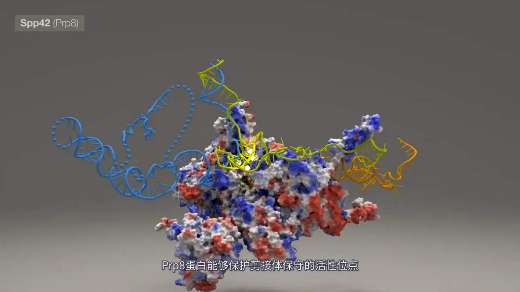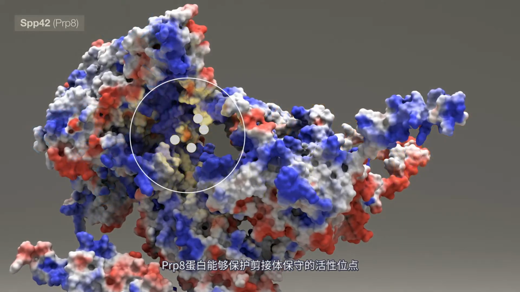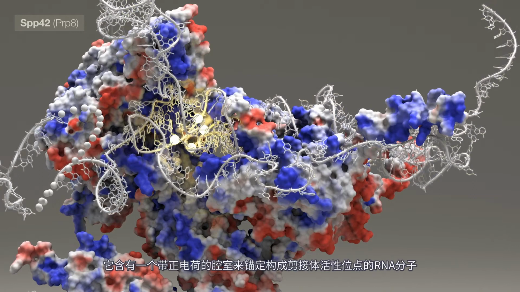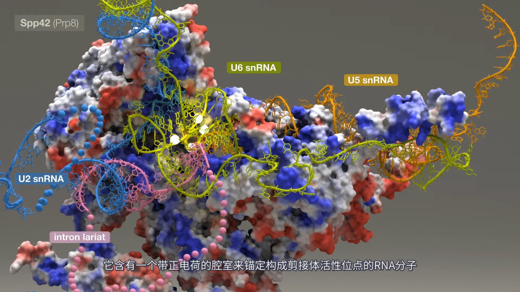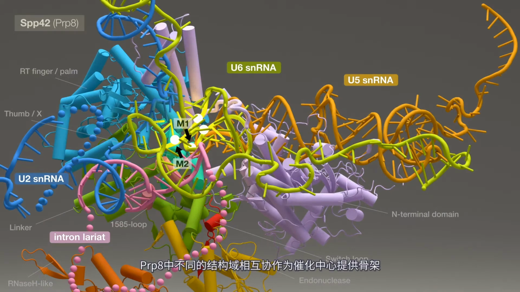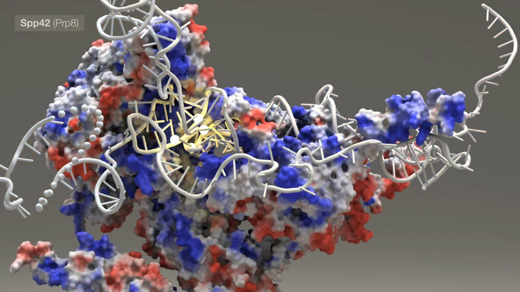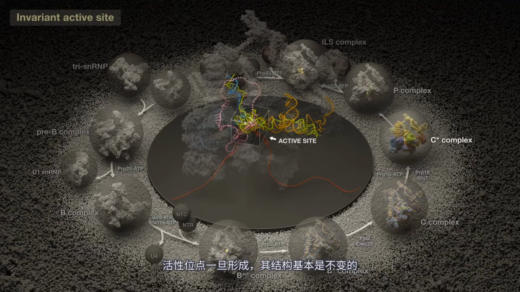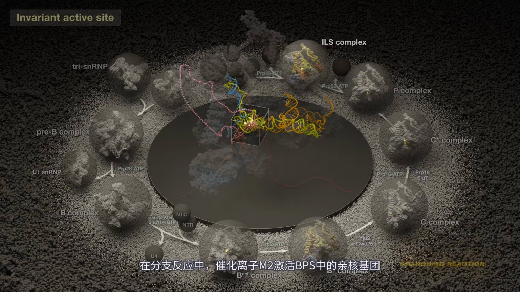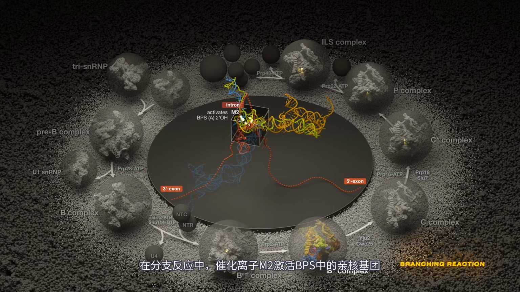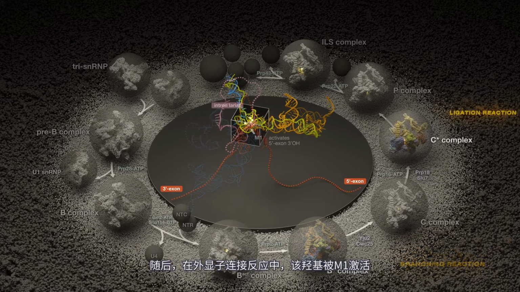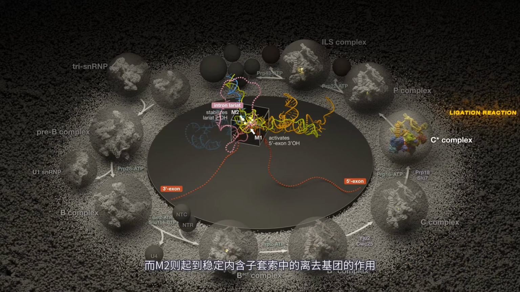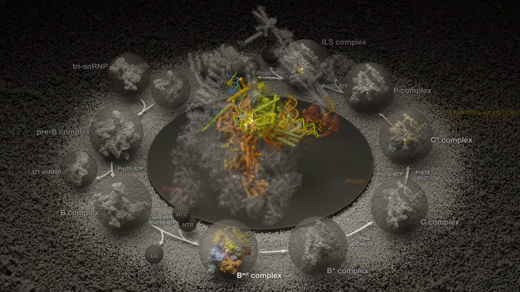Safeguarding a conserved active site, PRP8 protein harbors a positively charged cavity that anchors spliceosomal RNAs and functions as a central catalytic scaffold for splicing via a consort of domains. Organization of the active site after it is created is mostly invariant. During branching, catalytic M2 ion activates the BPS nucleophile as M1 stabilizes the 5' exon leaving group. Then at ligation, M1 activates this moiety while M2 stabilizes the leaving intron lariat.